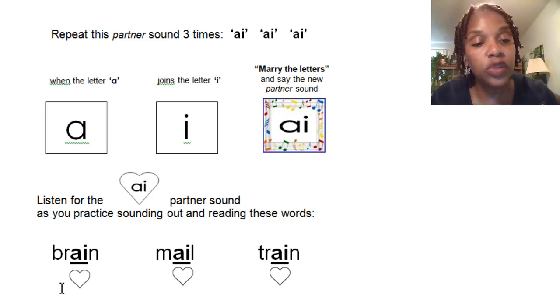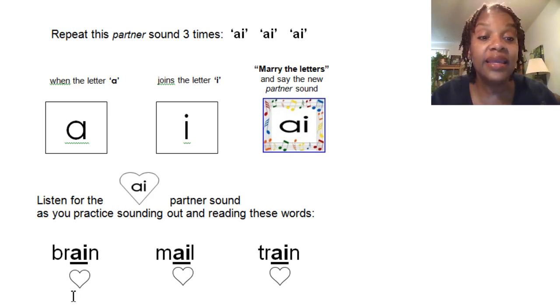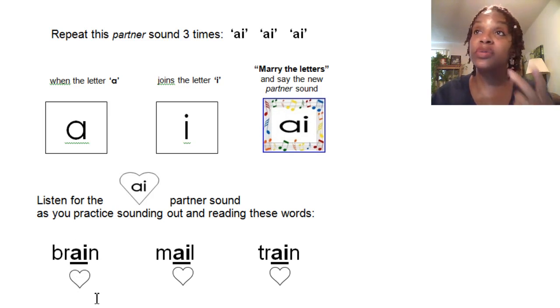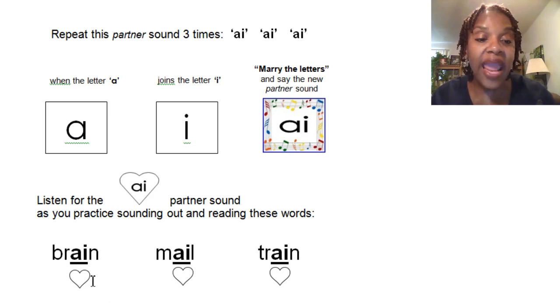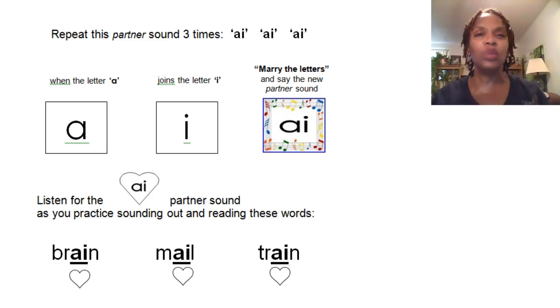So in this very first word, B-R-A-I-N, what's the vowel partner? A-I. What's the vowel partner sound? A. Because when 2 vowels walk, only the first one gets to talk. So I'm going to sound out the word first and then you do it. Brain. Brain. Good job. What's a brain? It's this little thing up here that's in our head that helps us think.